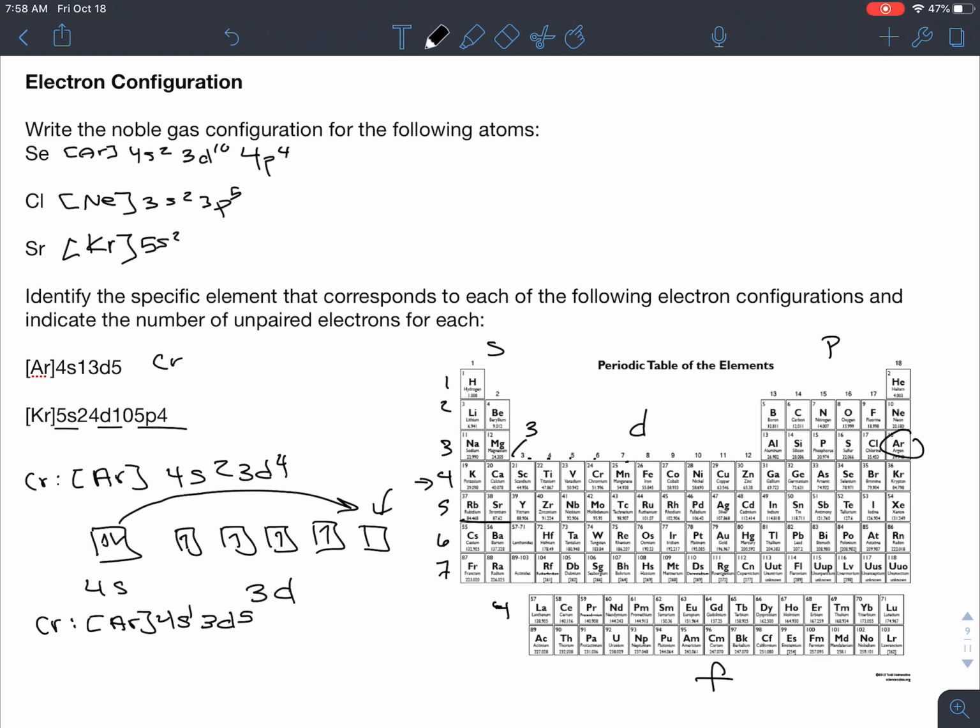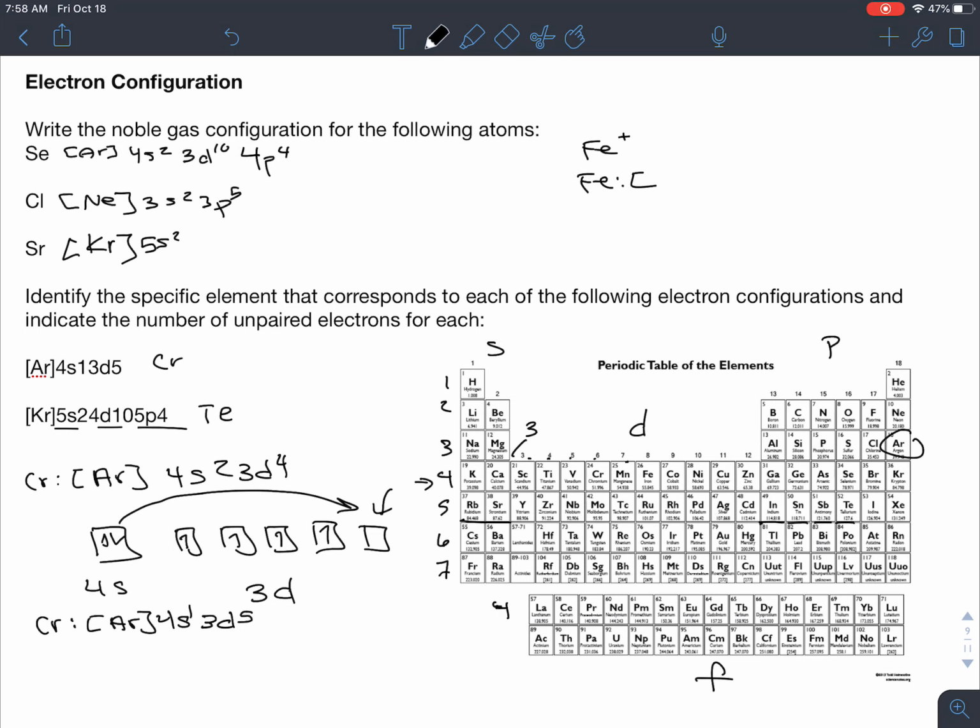Next one, we have 5s2 4d10 5p4. So 5s2 we're here, 4d10 we've passed all of this, 5p 1, 2, 3, 4, so we're at Te. Now one more thing that I want to mention just to practice. What if I asked for the electron configuration of Fe+?